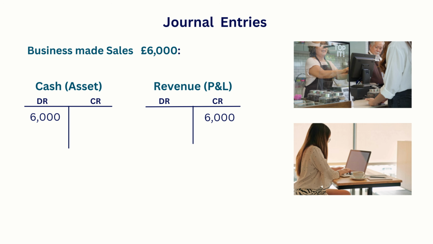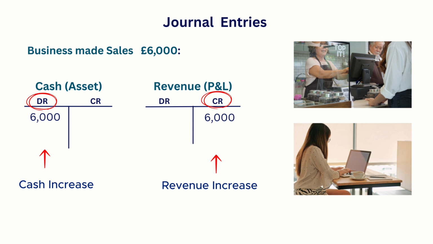In accounting, we call that revenue. The business has more cash, and at the same time, it has generated revenue. This is why we record two entries: the increase in cash on the debit side and the increase in revenue on the credit side.